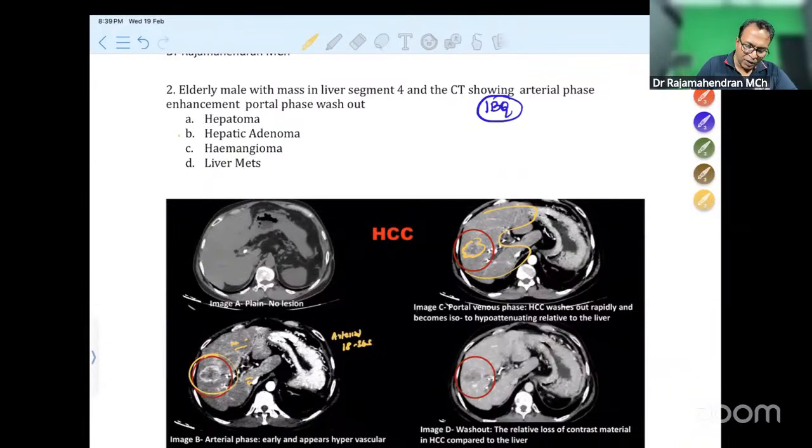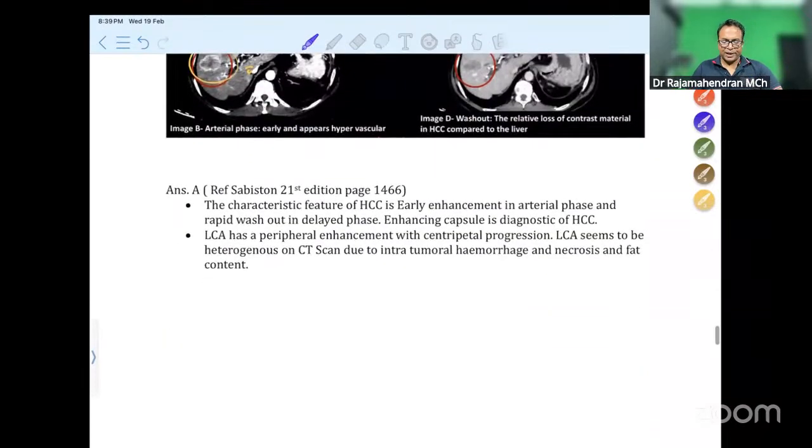So that is hepatic adenoma. Answer is hepatic adenoma. Sorry, hepatoma, not hepatic adenoma, hepatoma. So hepatoma is other name of HCC. Okay, just remember it. Hepatocellular cancer.